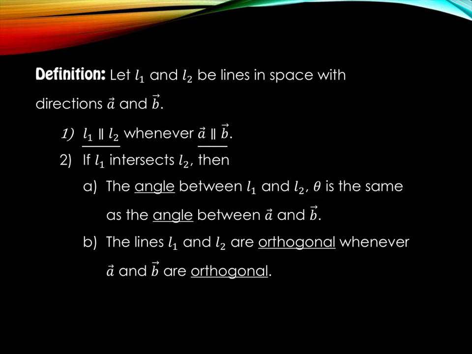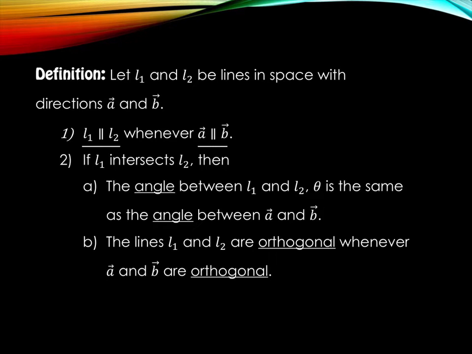L1 and L2 are going to be parallel whenever the direction vectors are parallel. That kind of makes sense, right? That's how we decide if lines in 2 dimensions are parallel, if their slopes are equal, right? Their slopes are equal means that they're going to be parallel, and so the lines then would be parallel.